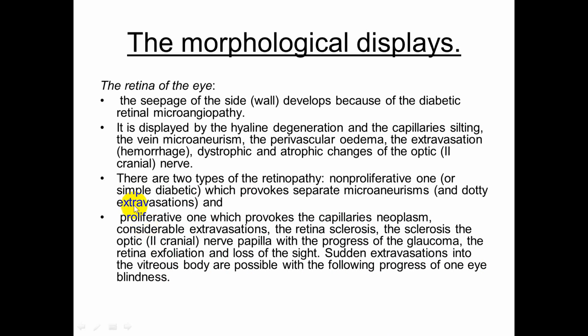Morphological change in the retina of the eye by diabetes mellitus. The infiltration of the vessel wall develops because of the diabetic retinal microangiopathy. It is displayed by hyaline degeneration and capillary silting, the vein microaneurysm, the perivascular edema, the extravasation hemorrhage, dystrophic and atrophic change of the optic nerve.